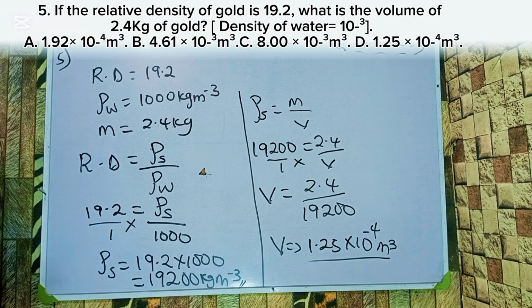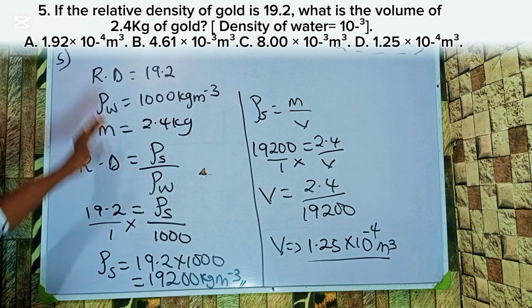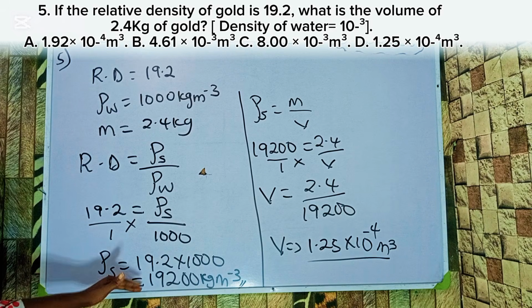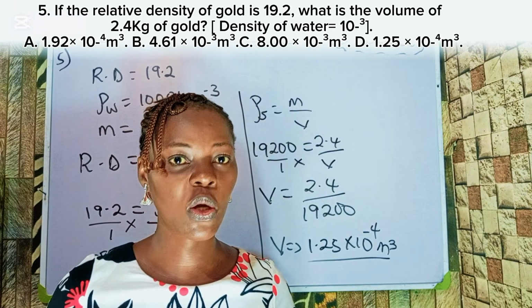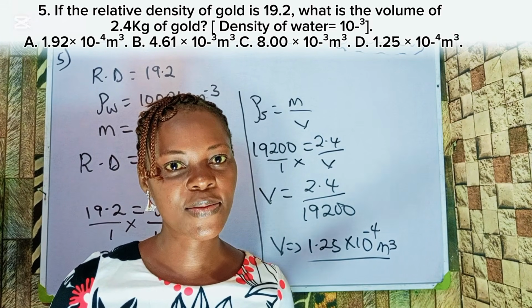So this is how we can solve a question like this, by getting the density of the substance, then also multiply it and get what you have, then use it to relate that density is mass over volume. I hope that is clear. This is how to solve this particular question. So from what we've gotten so far, the correct option to this question is option D. Let's move to the next one.